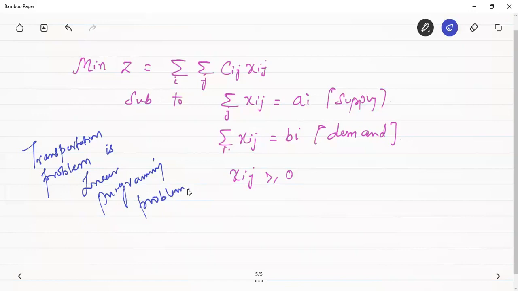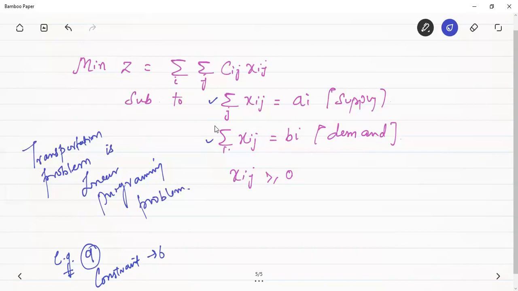If we try to solve it by the simplex method, it will be very complex because how many variables do we have here? In my example I had taken 9 variables, x11, x12, x13, similarly up to x33. And how many constraints do we have in my example? We had 6 constraints, 3 here and 3 here. So just imagine how complex the simplex table will get if we try to solve it by the linear programming methods which we have studied up to this point.